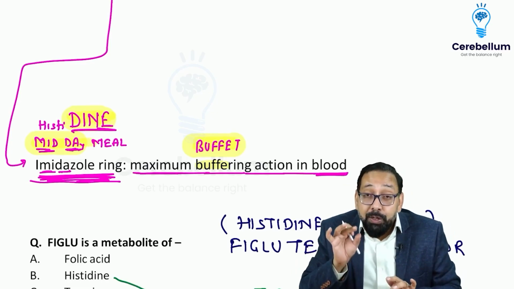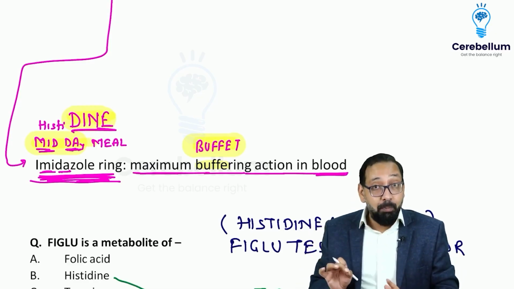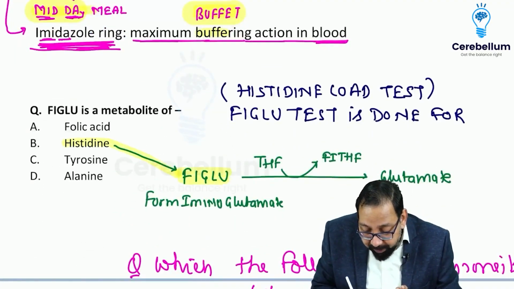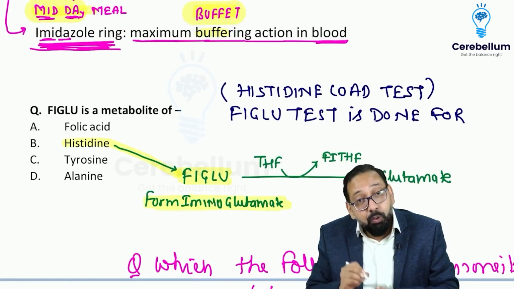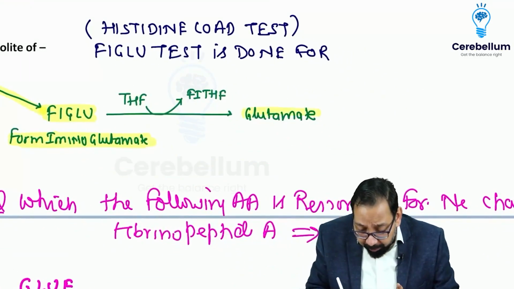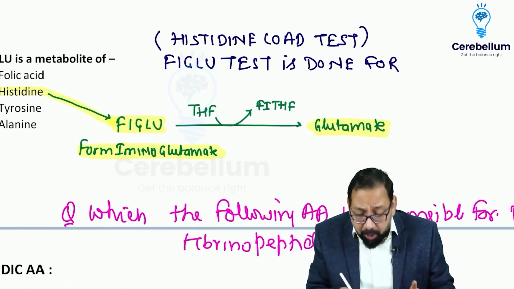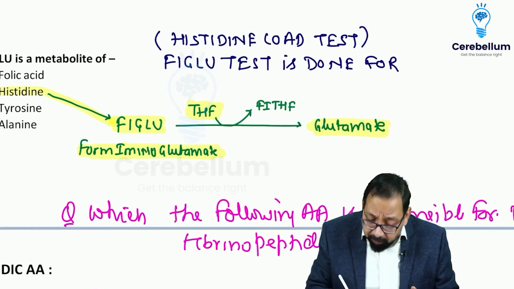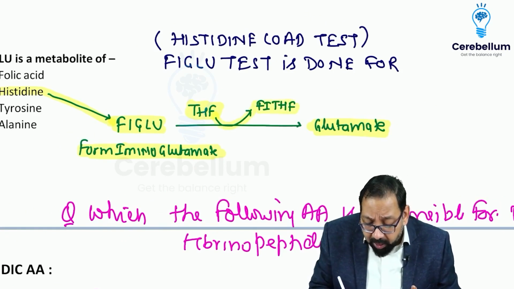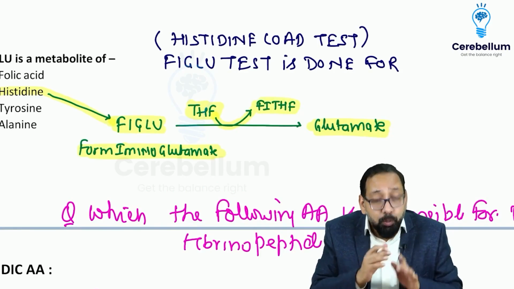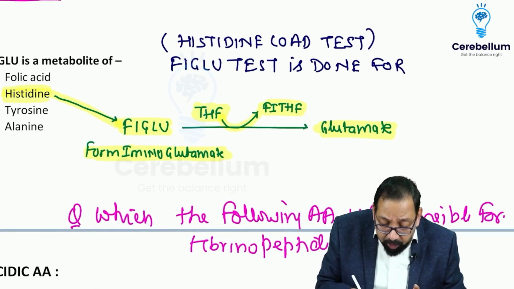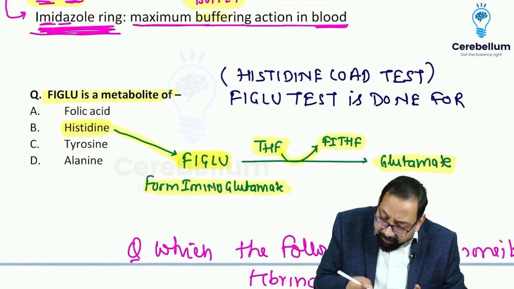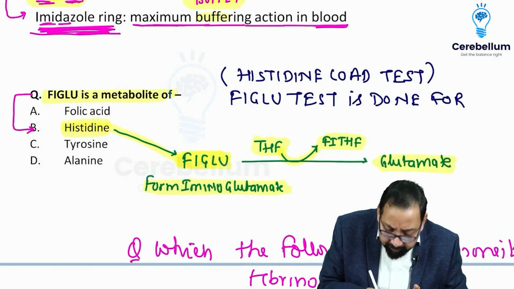Now, when histidine is metabolized, it is converted to FIGLU, that is formiminoglutamate. This FIGLU is further metabolized to glutamate, and in this conversion, the active form of folic acid, tetrahydrofolate, is converted to formiminotetrahydrofolate. So normally histidine is metabolized to FIGLU. If a question is asked that FIGLU is a metabolite of, the answer is definitely histidine.